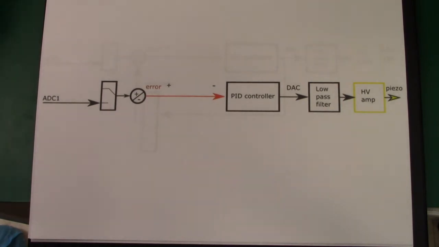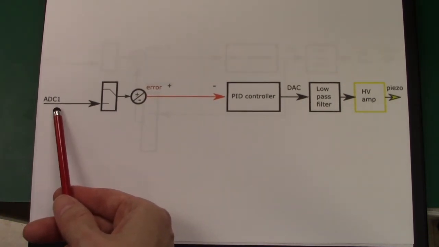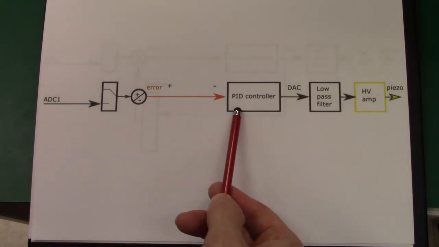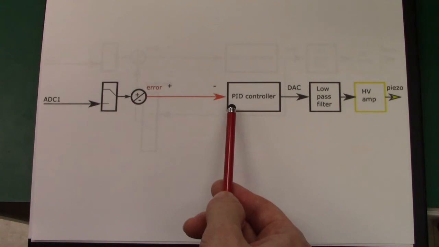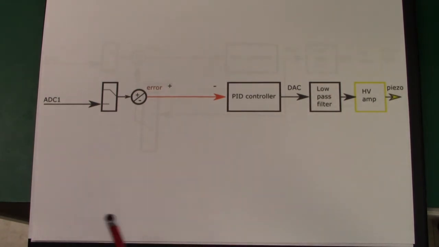Here, you have another situation where you have an input coming through the ADC1. It goes here through the PID controller again. You could put a proportional gain to a value of your choosing. I and D, you set that to 0. And this makes a high voltage amplifier.